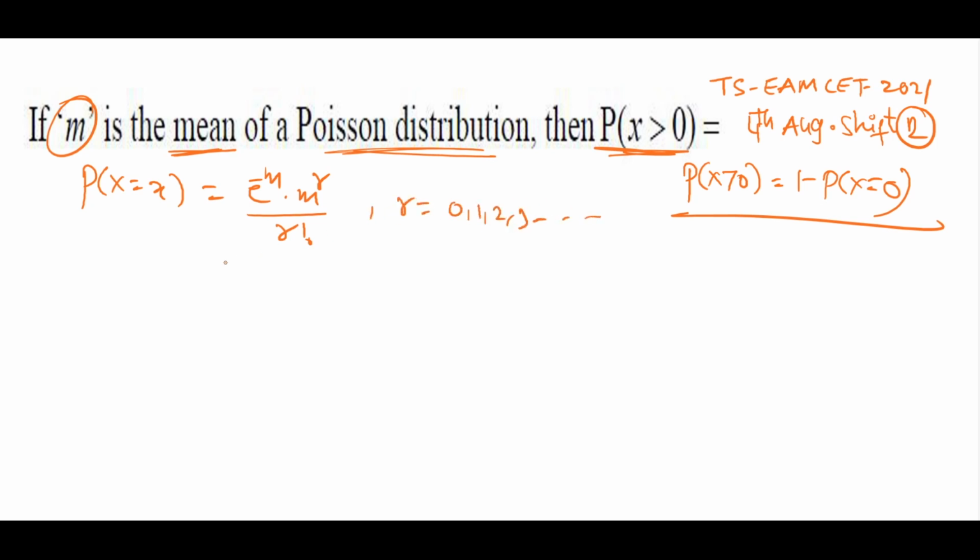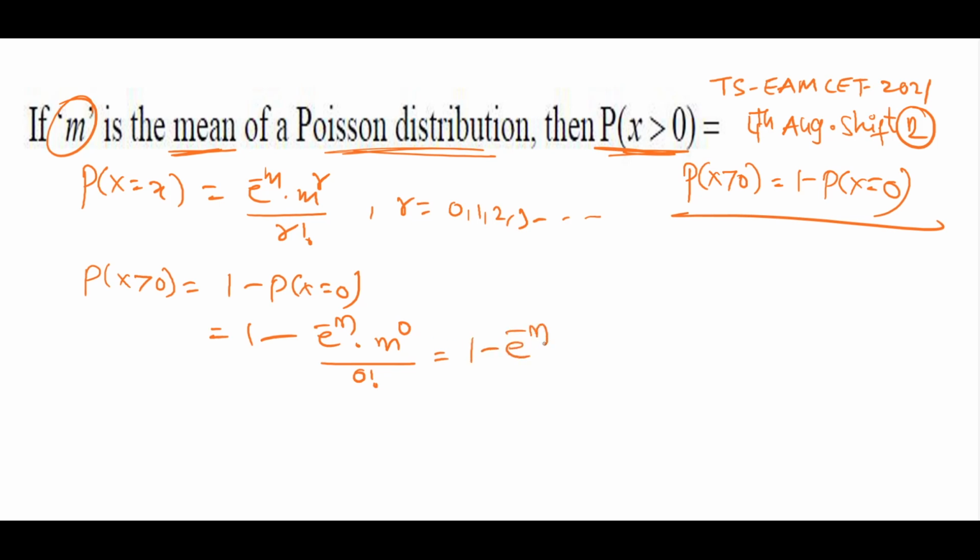So P of x greater than 0 is equal to 1 minus P of x equal to 0. That is 1 minus e power minus m into m to the power of 0 by 0 factorial. 0 factorial is 1, m power 0 is 1. So 1 minus e power minus m, that is 1 minus 1 by e power m, which is e power m minus 1 by e power m. This is the value of P of x greater than 0.